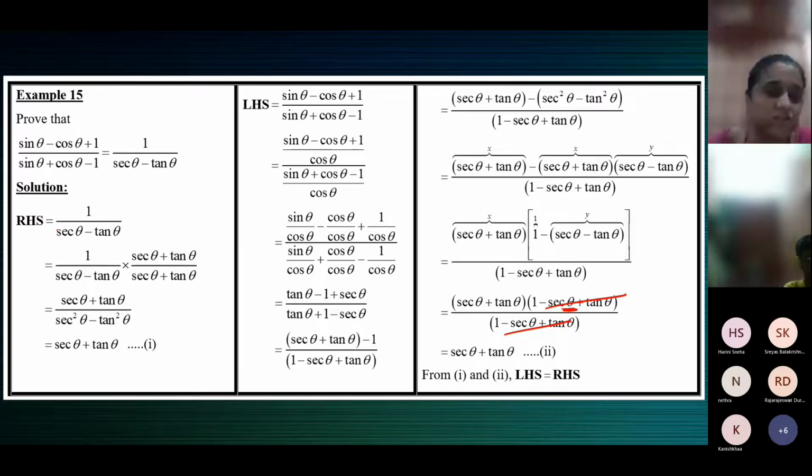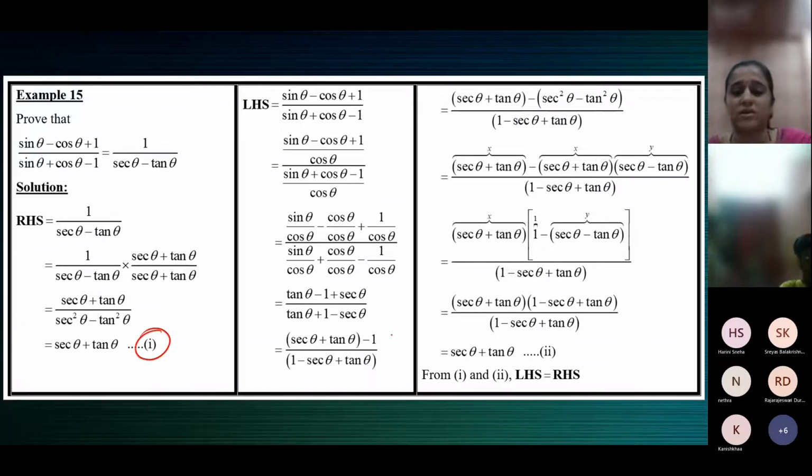Now work the RHS. What do you have in the RHS? 1 by secant theta minus tan theta. So in the denominator we have a minus, so we'll multiply and divide by secant theta plus tan theta. When you do that, 1 into secant theta plus tan theta is secant theta plus tan theta. When you multiply the denominators, a plus b into a minus b is a square minus b square. Next step, you know that secant square theta minus tan square theta is 1. So the numerator, secant theta plus tan theta by 1, is nothing but secant theta plus tan theta.